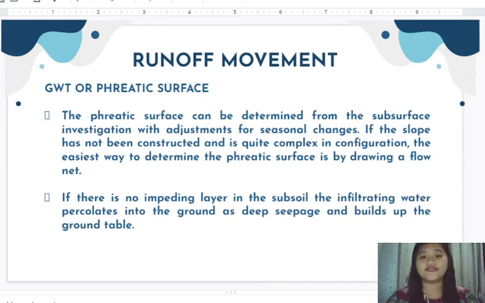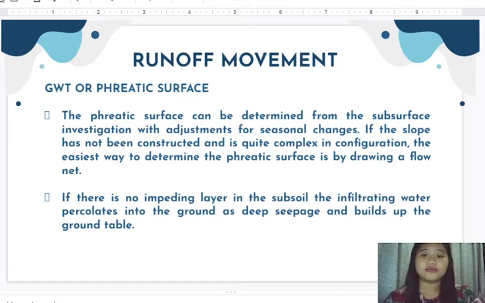So next is the GWT, groundwater table, or phreatic surface. The phreatic surface can be determined from the subsurface investigation with adjustment for seasonal changes. If the slope has not been constructed and is quite complex in configuration, the easiest way to determine the phreatic surface is by drawing a flow net.